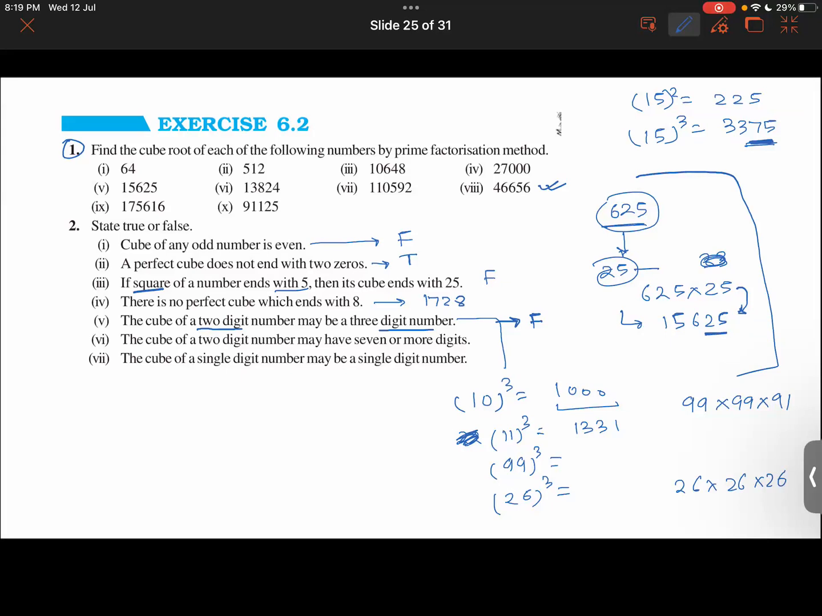Yes, I'm finding the cube of 99. So the cube of 26 is 17,576. Okay. Count the number of digits here. It is 5 digits here. Ahmed, do tell me about this one. Wait, sir, it's almost done. 970,299.